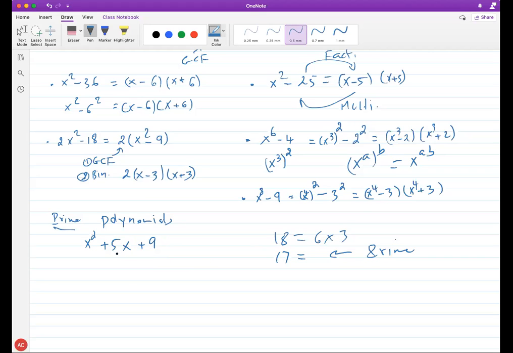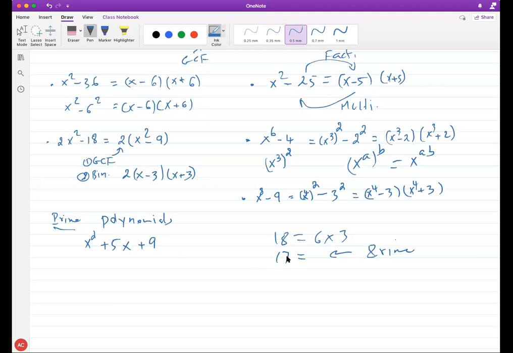So remember, it's not going to work, because whatever two numbers you get have to multiply to get 9 and also add to get 5. That's why it's prime, because it's not possible. The same numbers used here should give you this without changing their sign. So we call it prime, just like prime numbers.